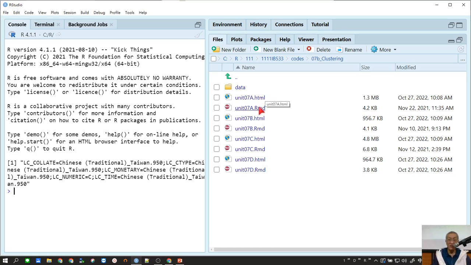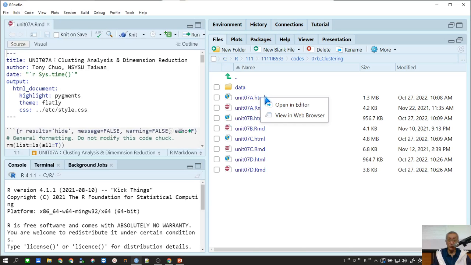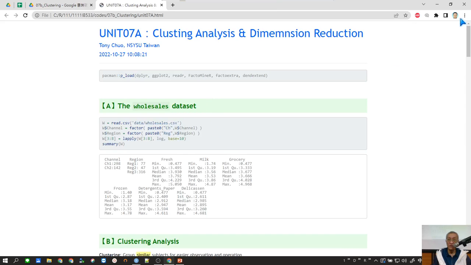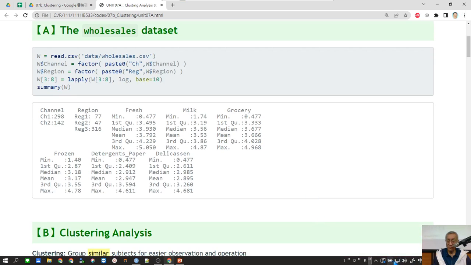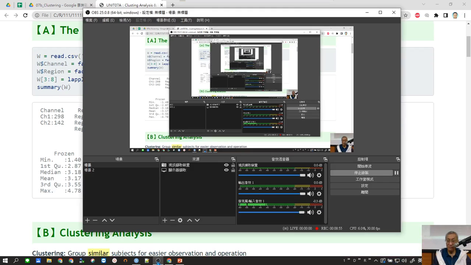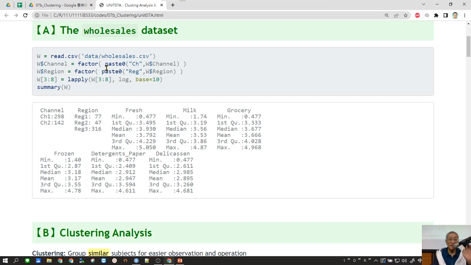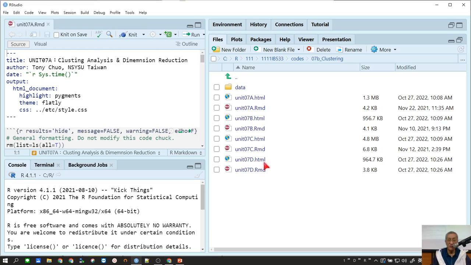Let's look at the 07A. As usual, we can open it in browser as well. Okay, let's take a look at the data. This data set is called the wholesale data set. This data set is from a wholesaler, who sells products to resellers, to retailers. Let me read in the data so it's easier to see.